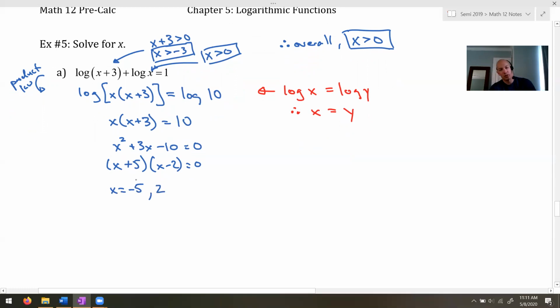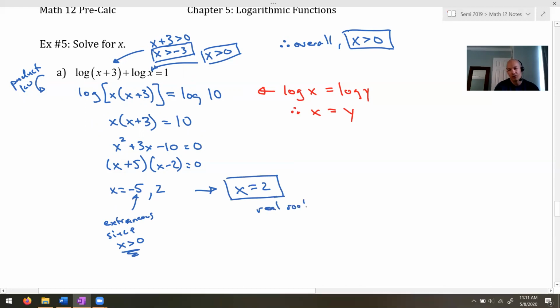Now, before you pat yourself on the back too much, you've got to think, are there any extraneous roots? So the extraneous root is this guy right here, because remember our domain restriction was x is greater than 0. So this one is extraneous, since x must be bigger than 0. So it turns out x equals 2 is the only answer. We might call that a real root, or we might just say that's the answer.